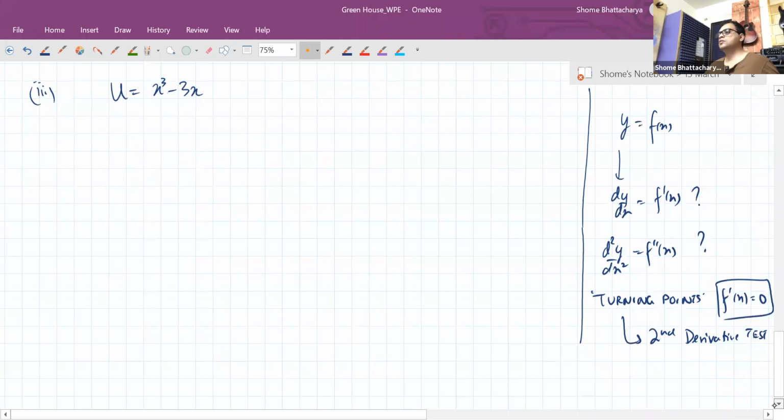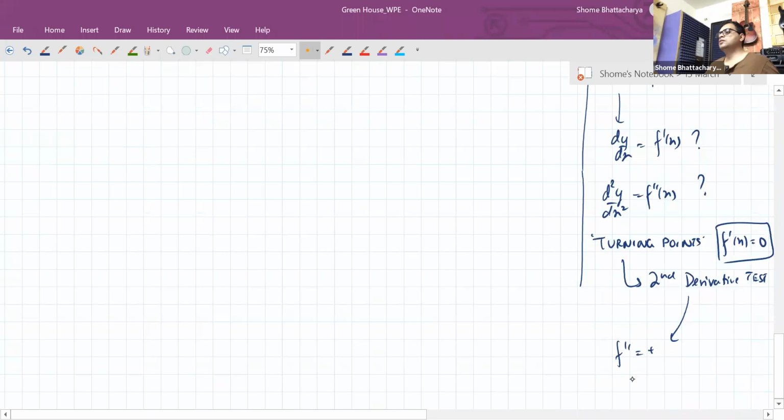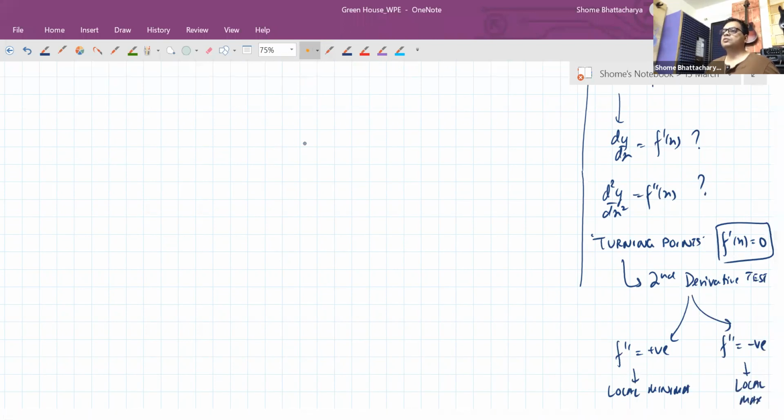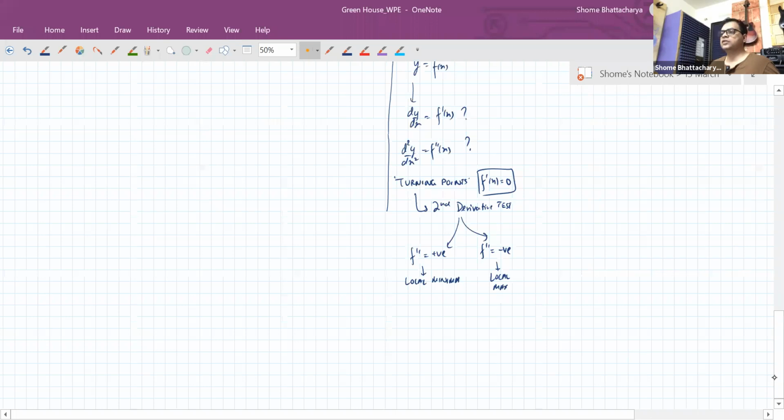If at a turning point, f double prime is positive, then we get local minima. And if at a turning point f double prime is negative, then we get local maxima. Okay. So this concept only will be applying over here now, to this particular function.